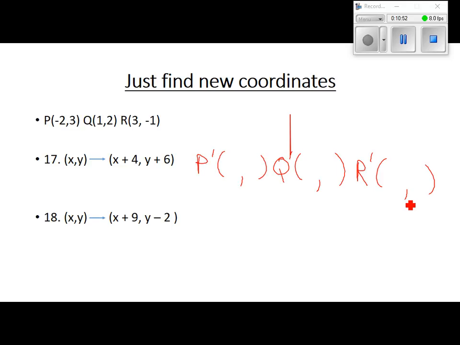What's this rule telling us to do to each x coordinate? Add 4. What's it telling us to do to every y coordinate? Add 6. So when I add 4 here and add 6 here, what's that going to give me for our new P prime? 2 and 9. Everybody agree with that? How about Q prime? We should be able to run through these pretty quickly. 5 and 8. Everybody agree with 5 and 8? I'm not even looking over there, so I hope Evan's right. Everybody agree with that? How about R prime? 7 and 5.